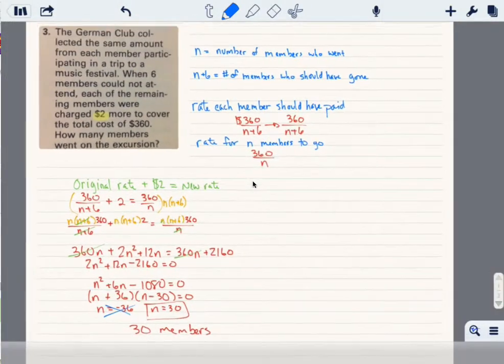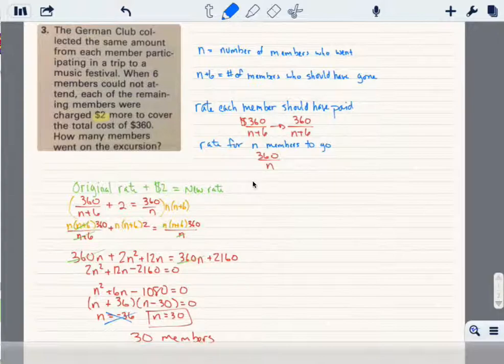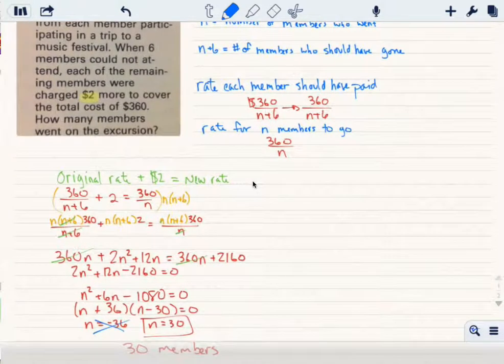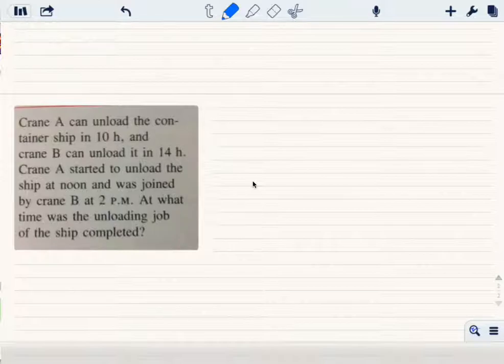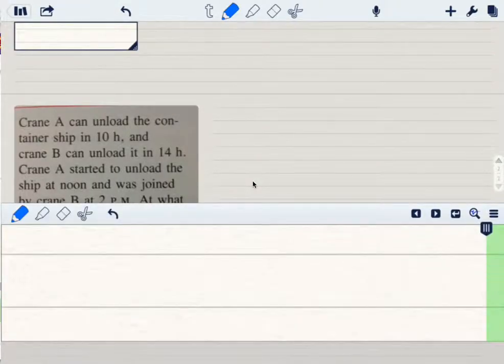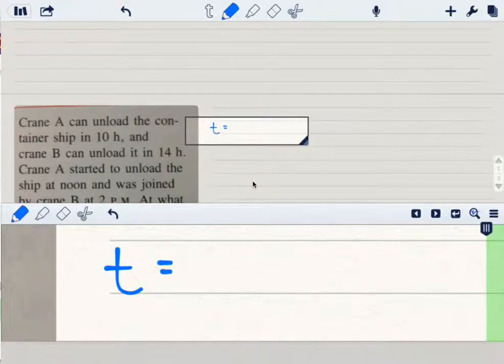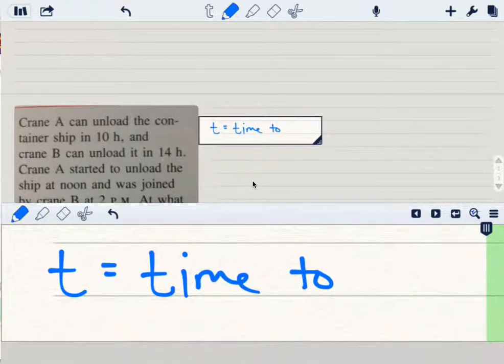Here's the whole thing. Can't quite fit the whole thing on. There's the whole thing. Crane A can unload the container ship in 10 hours, and Crane B can unload it in 14 hours. Crane A started to unload the ship at noon and was joined by Crane B at 2 p.m. At what time was the unloading job of the ship complete? Okay, so what we're going to do here, I'm going to let T be equal to the time to unload the ship.